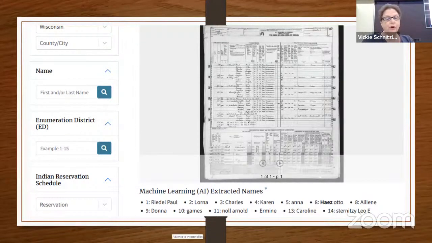Our neighbors were Arnold Knowles and his wife Ermine. Next down the line was the Stranitzkys up on the hill. So yeah, these are all neighbors in the area, so I know I'm in the right spot. Okay, let's look a little bit closer.